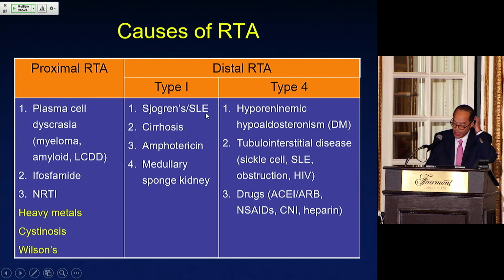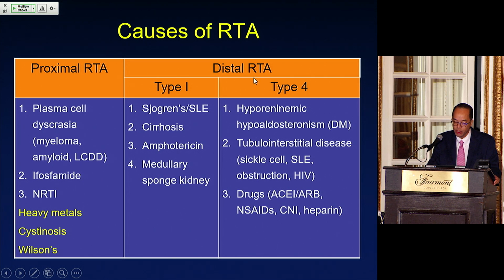Type 1 RTA is classically caused by an autoimmune disease, either Sjogren's or lupus. We see this with cirrhosis. A very similar picture is seen in amphotericin and in patients with this congenital but not inherited disorder, otherwise benign, called medullary sponge kidney, which can also have the same picture.